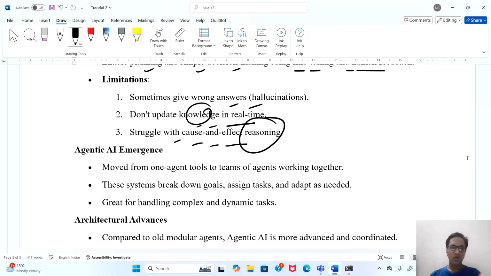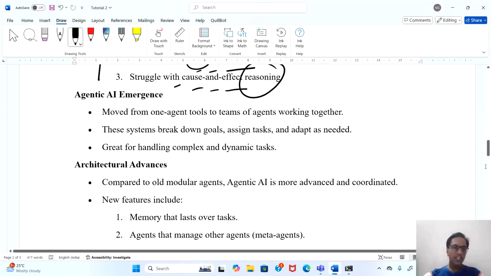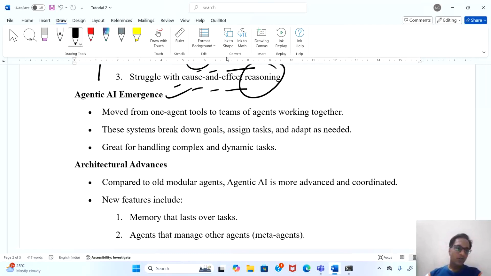Reasoning might be an issue, however. We have seen that reasoning capability has also been increased. These are certain limitations. So, AI agent or agentic AI, let's say agentic AI, its emergence moved from one agent. As I told you, we are having multiple agents. Let's bring a team of agents. They will work together. So system, actually the point is we don't have only one task.